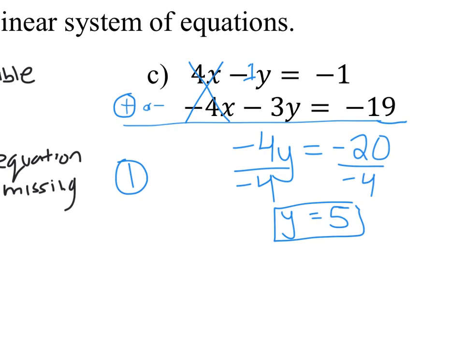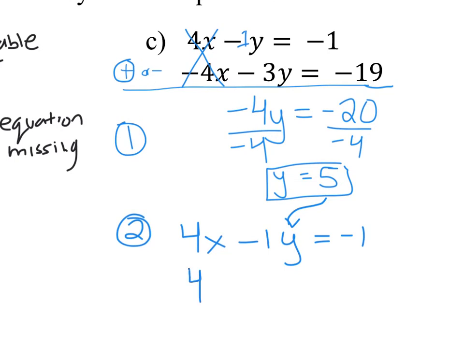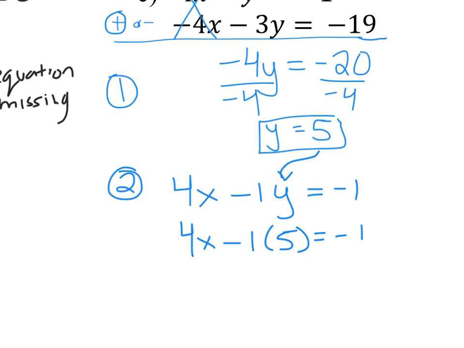Step number 2, which is our final step, is to choose an equation and substitute that 5 in for y. So let's choose, it doesn't matter which equation we choose. I'll choose the first one. 4x minus 1y is equal to negative 1. And right now we know that this y is 5. You have to be careful with that negative 1. Don't just get rid of it. So 4x minus 1 times 5 equals negative 1. 4x, negative 1 times 5 is negative 5, equals negative 1.